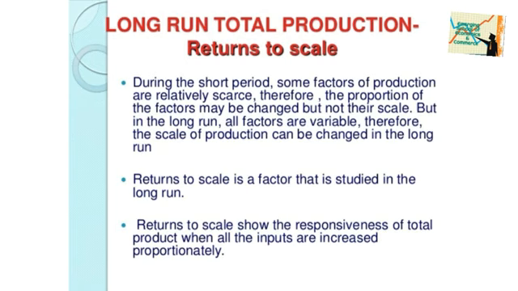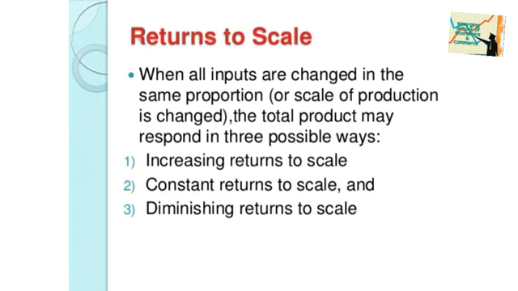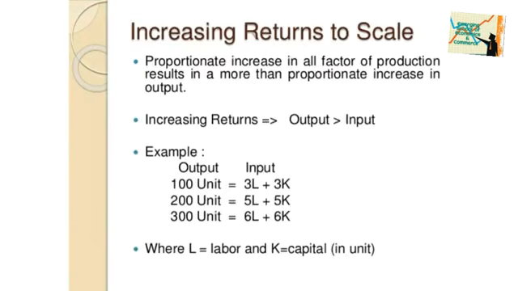Returns to scale show the responsiveness of total product when all the inputs are increased proportionately. When all inputs are changed in the same proportion, or the scale of production is changed, the total product may respond in three possible ways: increasing returns to scale, constant returns to scale, and diminishing returns to scale.